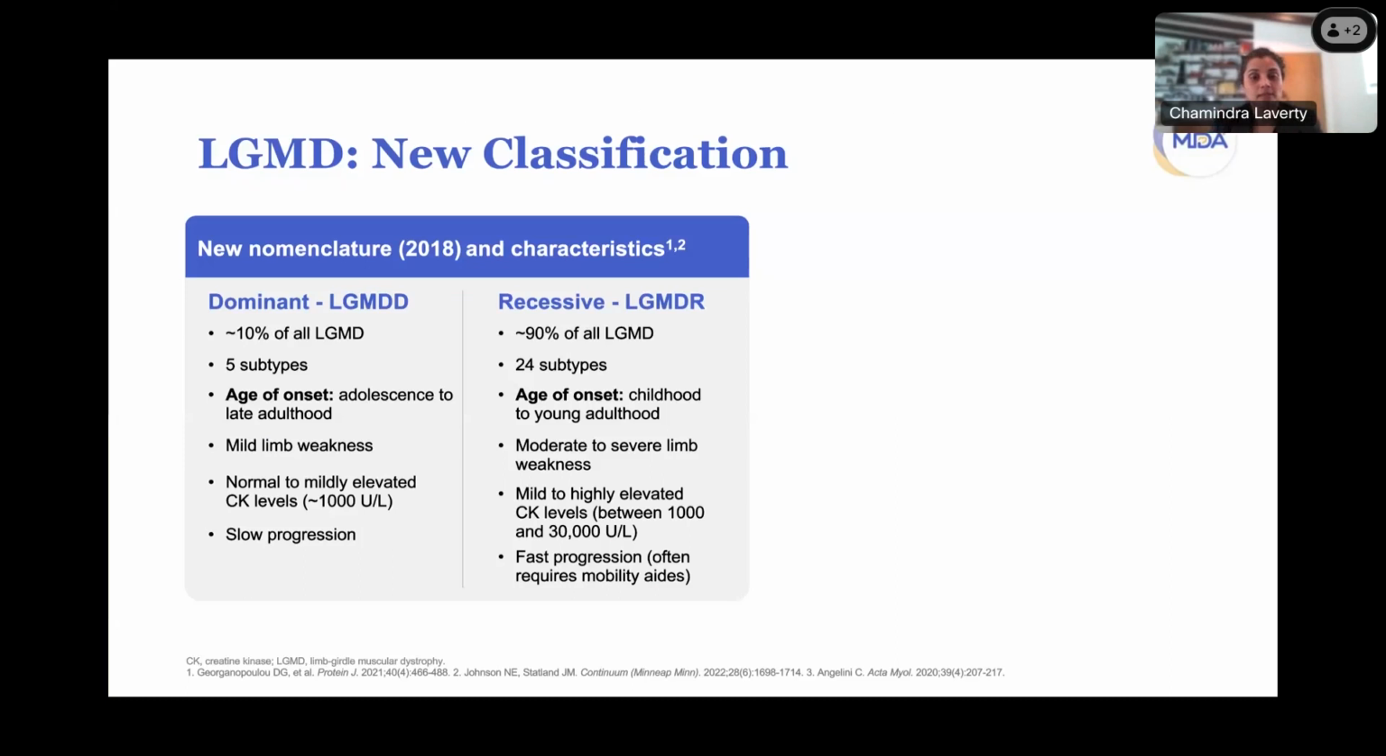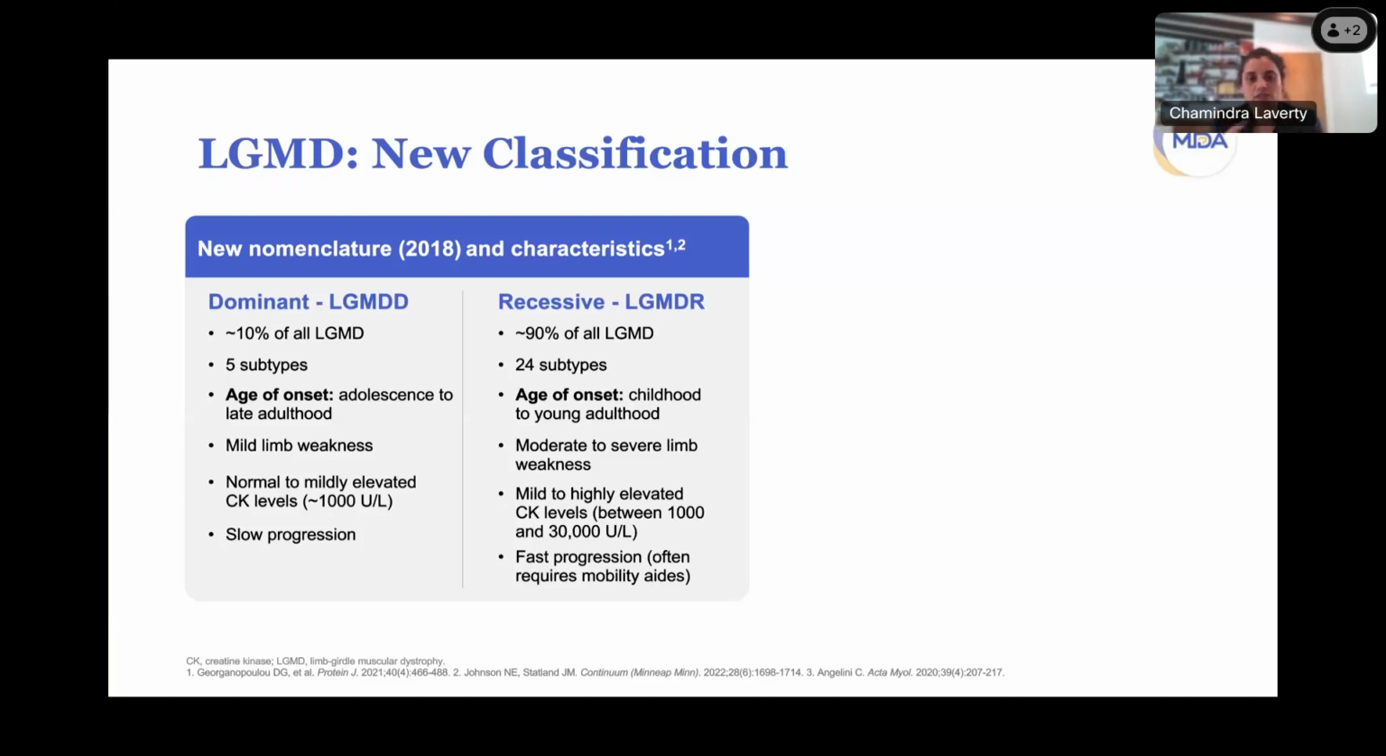The degree of limb weakness severity is moderate to severe for the recessive, whereas it could be mild to moderate for the dominant. CKs can be markedly elevated for the recessive limb-girdle muscular dystrophies. It can be as high as 30,000, almost approaching a Duchenne-like number. In fact, when I was in training, I was taught that if you see something that looks like Duchenne, but in a girl, think of limb-girdle muscular dystrophy.